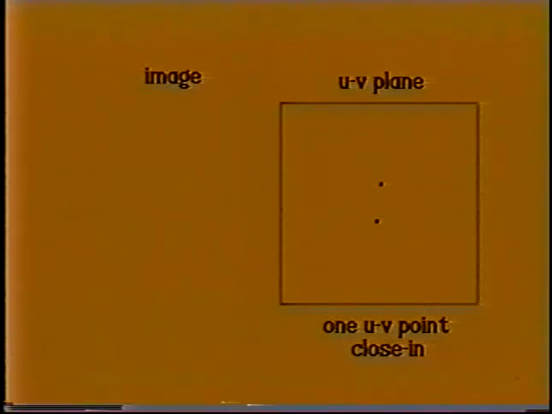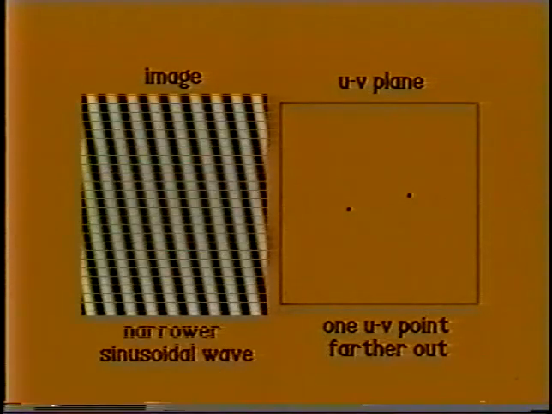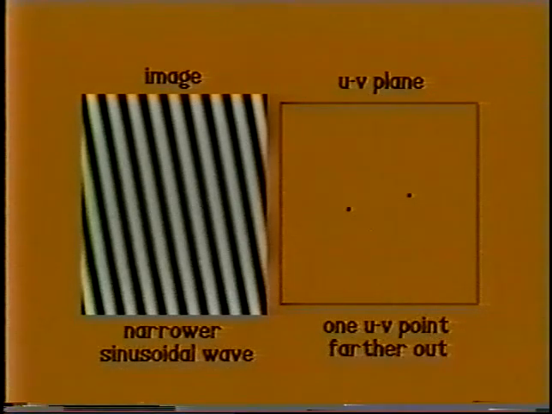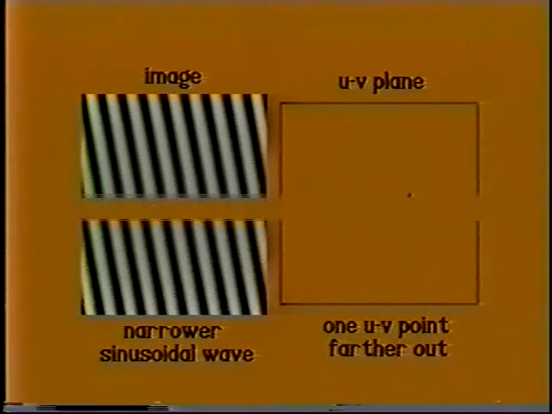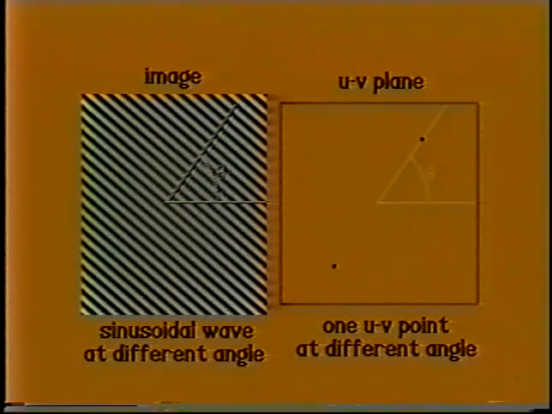Whenever we draw a point, we always draw its partner. A single point in the UV plane close to the center has a corresponding image that is a broad sinusoidal wave. A different point farther from the center has a corresponding image that is a narrower sinusoidal wave. If we select the UV point at a particular angle, the wave in its corresponding image has the same angle.